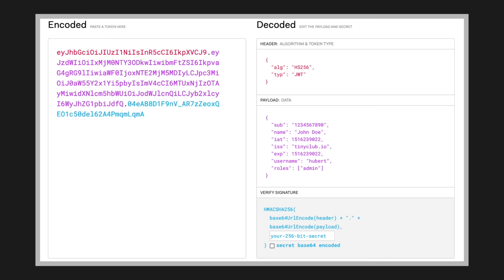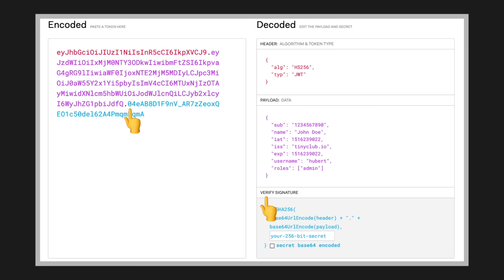A JWT contains three parts, separated by dots. The first part, called the header, contains metadata. The most important of these fields is the algorithm that will be used to sign the data. This could be an asymmetric algorithm or a symmetric algorithm. The body contains the actual data, including the subject, issuer, expiration date, and any custom data you would like to send with the token. Storing this data in the token means that you don't need to store the user's state on the server, reducing the number of database calls you need to make.